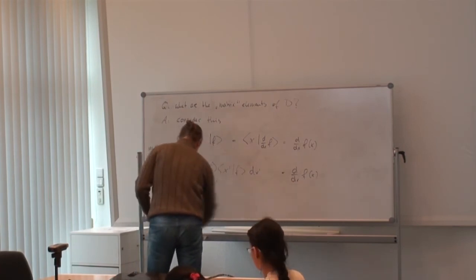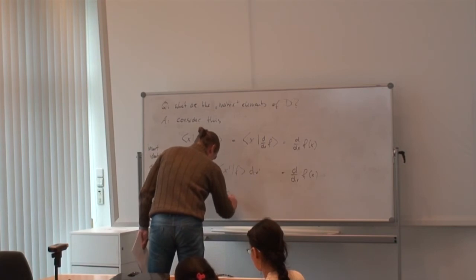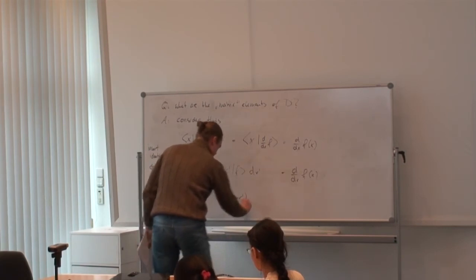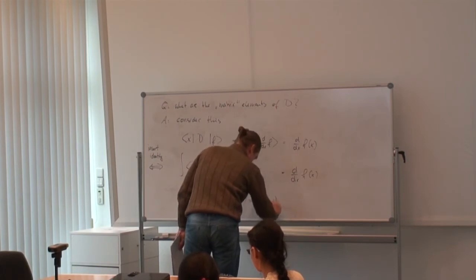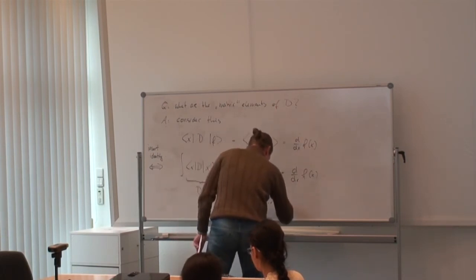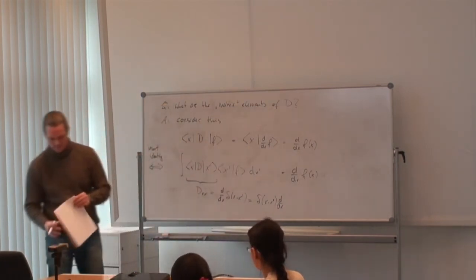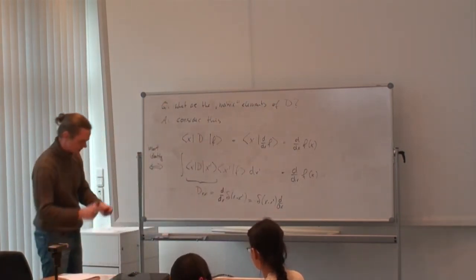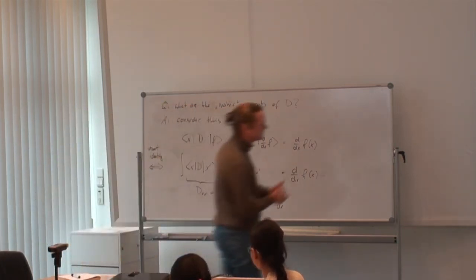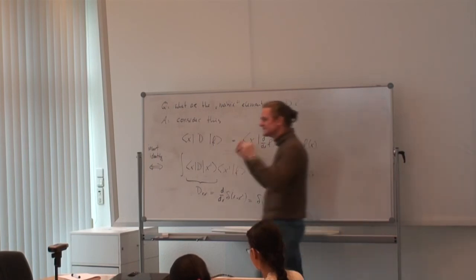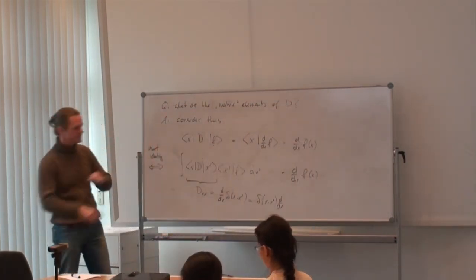Well, I'll first write it like this again. d dx of delta of x minus x prime, which we saw is the same as delta of x minus x prime d dx. Tja, there you have it. If this is all, you know, enjoy it. And again, I will not ask about this in the exam.